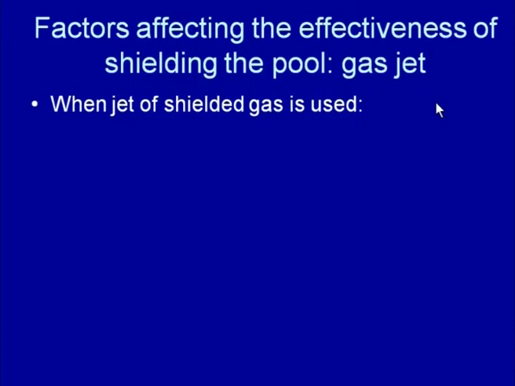As I said, one of the approaches used to protect the weld pool from the contamination of atmospheric gases is the use of a shielding gas jet. When the jet is used, the various factors which affect the protection being provided to the weld pool include the flow of the shielding gas. A limited flow of the shielding gas may be insufficient to cover and protect the weld pool from atmospheric contamination.